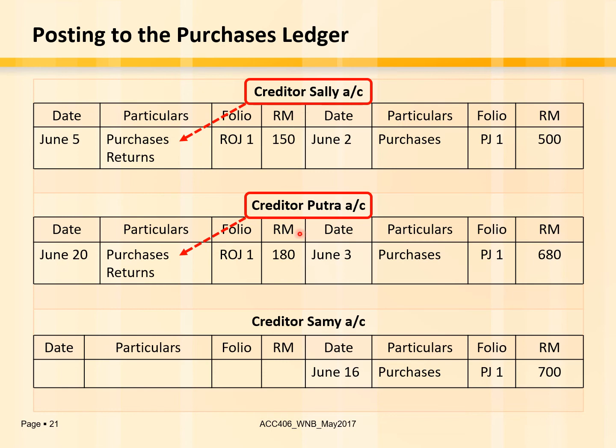So Sally dan Putra ada return. So kita kena keluarkan duit, keluarkan hutang kita daripada dia sebanyak 150 untuk Sally, Putra 180. So, hutang kita dengan dia dah berkurang sebab bila kita pulangkan balik barang dekat dia.